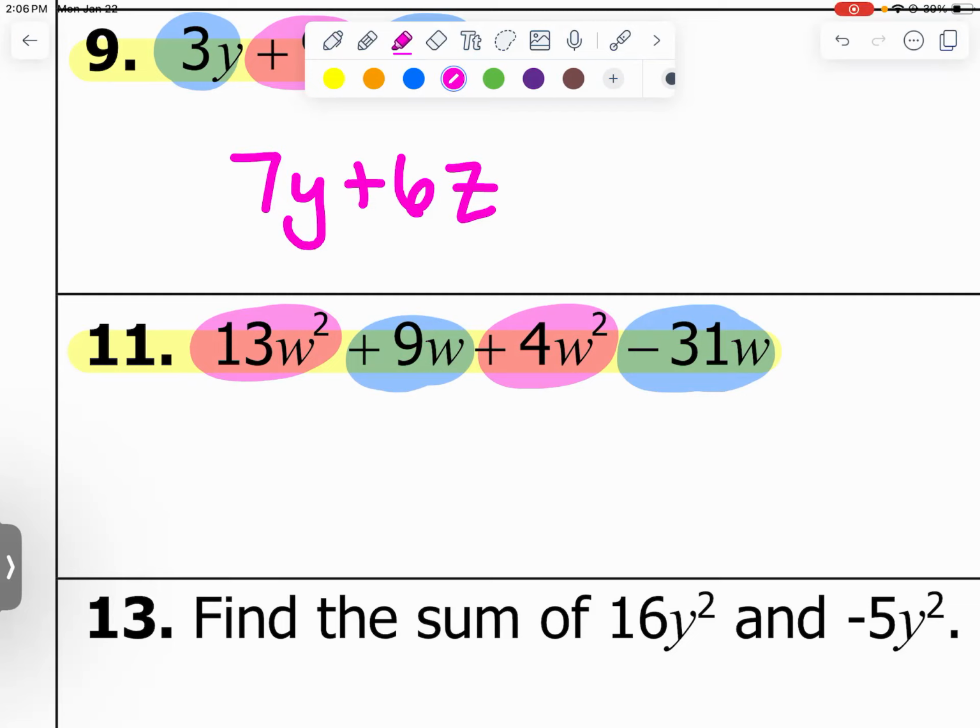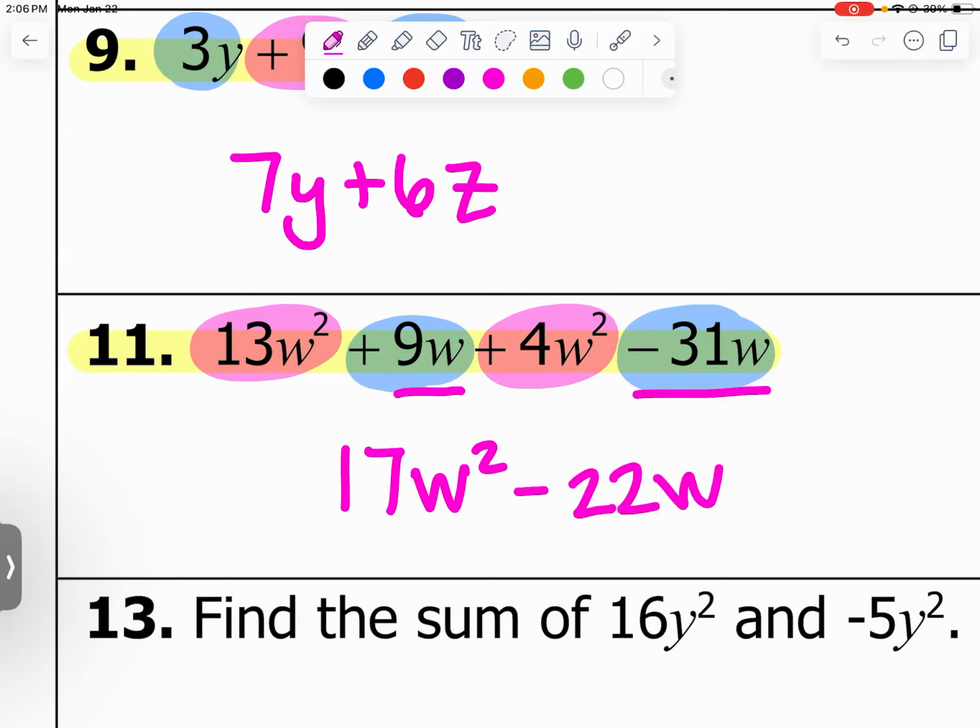Okay, so you're doing great. What I highlighted in blue are like terms because it's just w to the first power. But what I have highlighted in pink are like terms because it's w squared. So we can combine 13 plus 4 to get 17w squared. And then we can combine 9w minus 31w to get negative 22w.